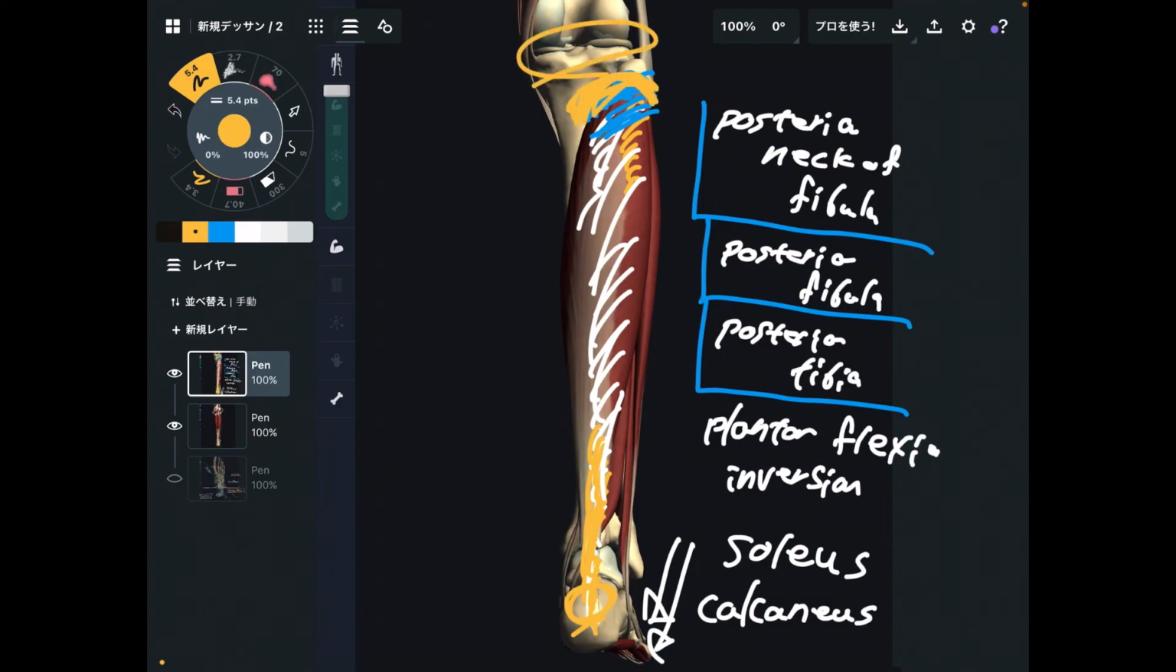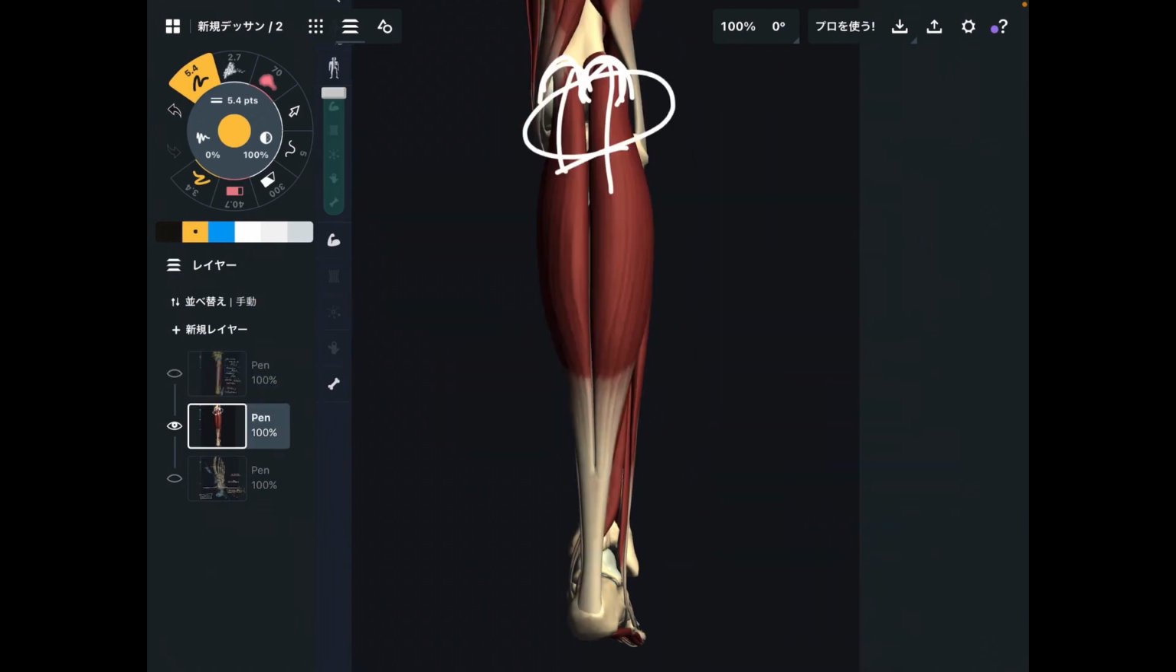This muscle does not cross knee joint. Thus, gastrocnemius can move knee. Soleus does not. Of course, they have same function for ankle joint, plantar flexion and inversion.